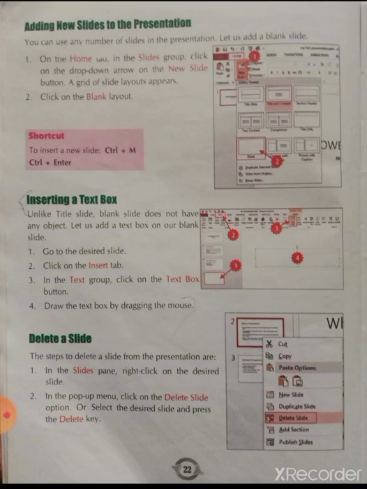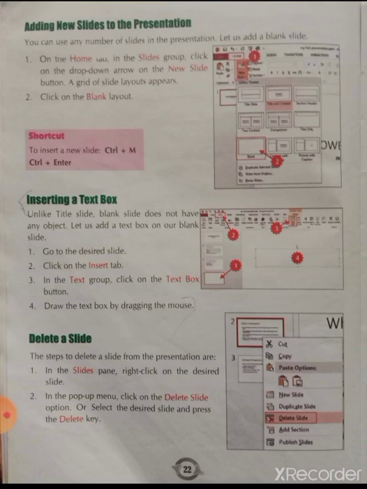ठीक है, जहाँ पे आप लोगों को text box insert करना है, open that slide, then go to the Insert tab. Insert tab में you will get the Text group, और Text group में you will get a text box option. Okay, just simply click on that and automatically that text box will be applied in your selected slide.